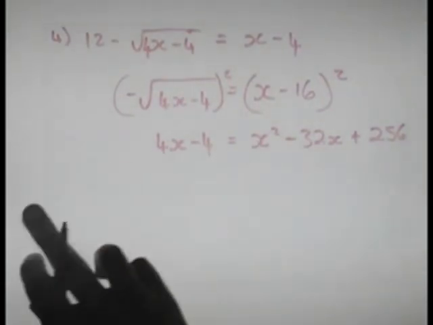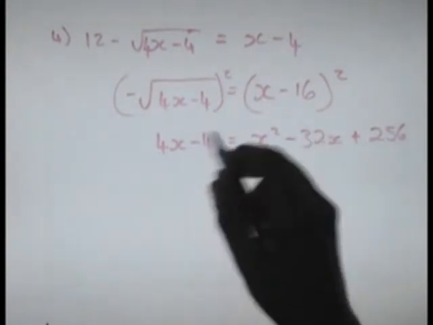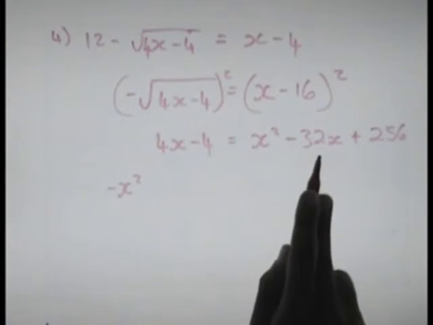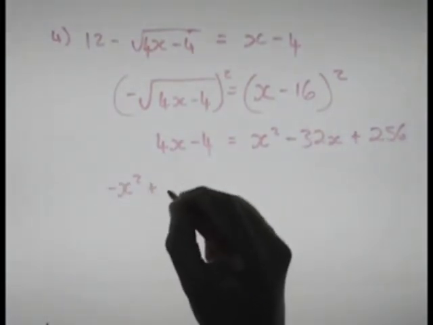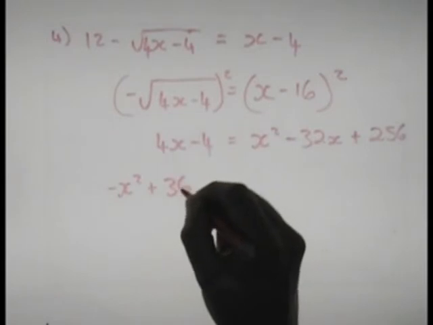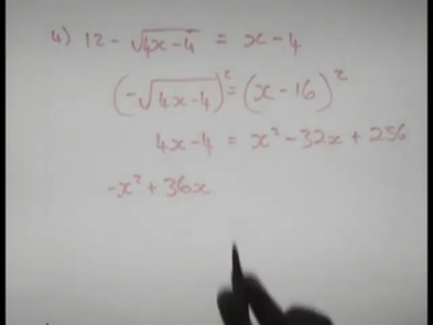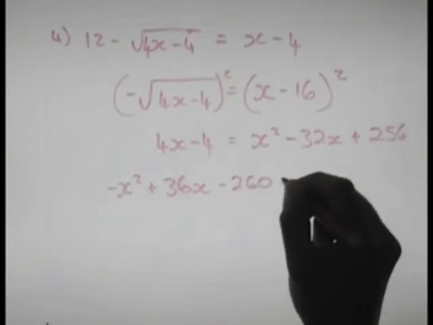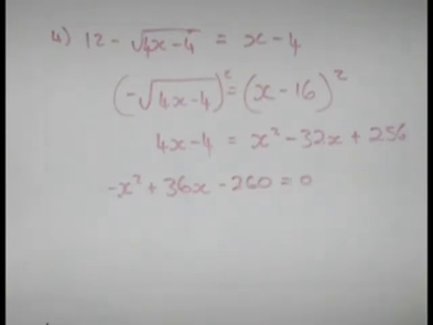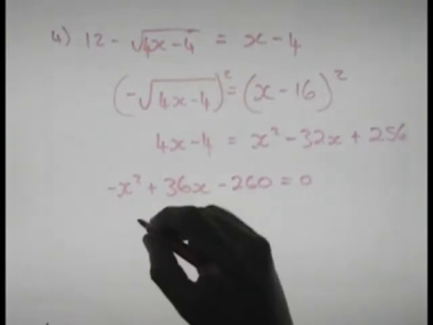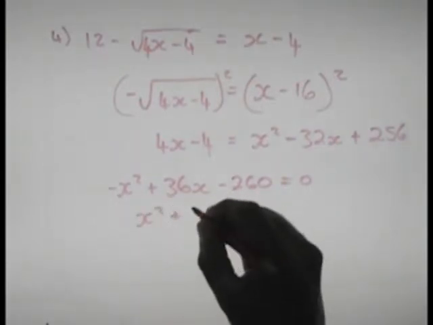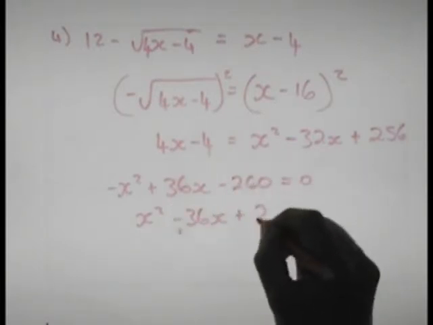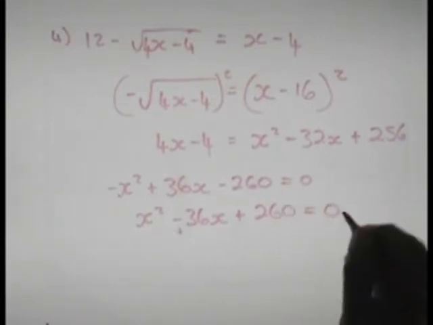Quadratic equation: take everything across to one side, make it equal to 0. That will give us negative x squared plus 4x plus 32x, which gives plus 36x, minus 4 minus 256, which is minus 260. That's equal to 0. Divide through by negative: x squared minus 36x plus 260 is equal to 0.